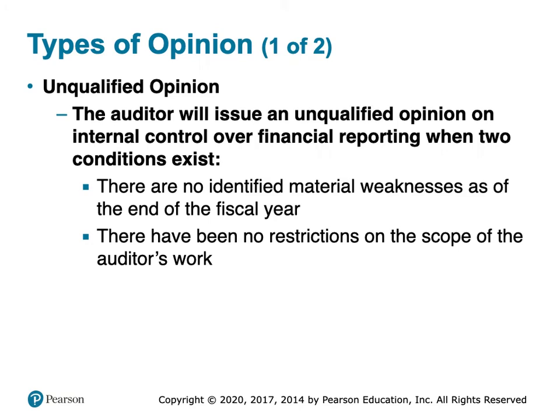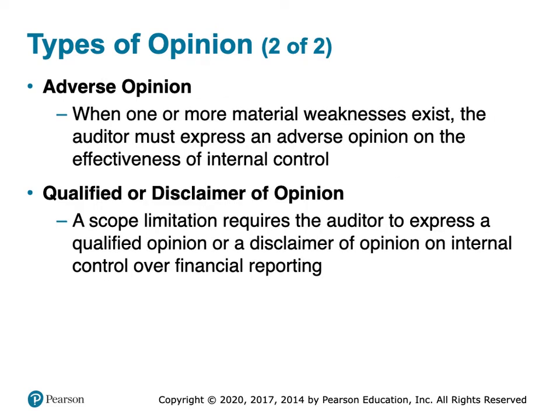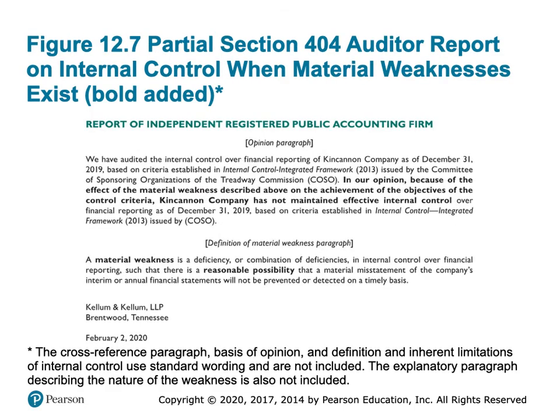So the types of opinions, obviously, you can have an unqualified opinion. There are no identified material weaknesses and no restrictions on scope. Again, just like no material issues with GAAP, no scope restrictions. Adverse, you have a material weakness, qualified or disclaimer, you've got a scope limitation. Okay, excuse me.